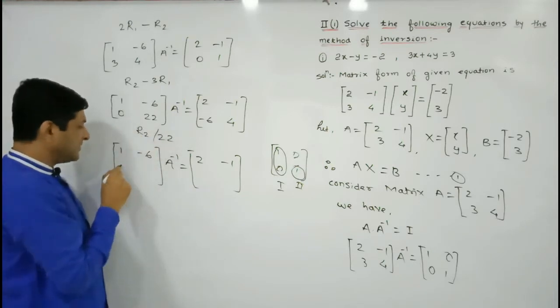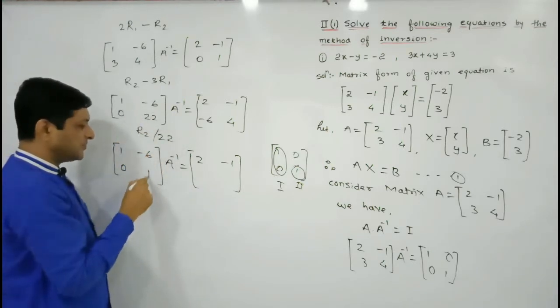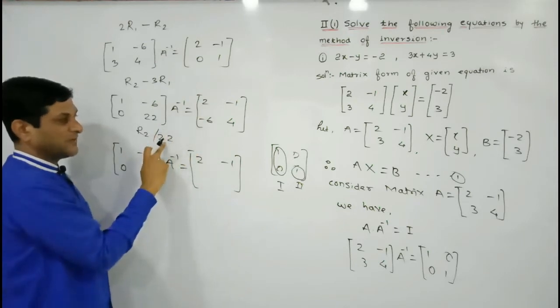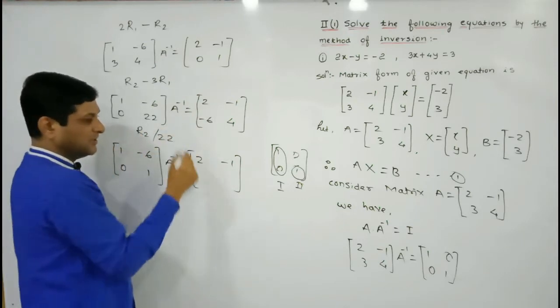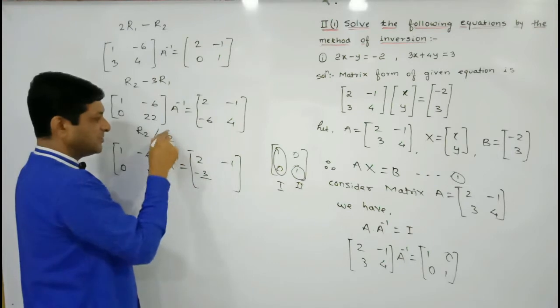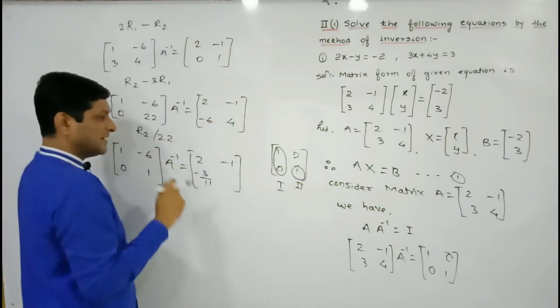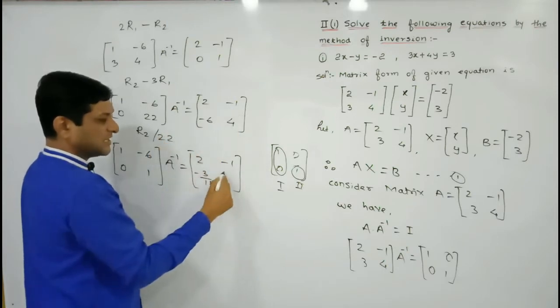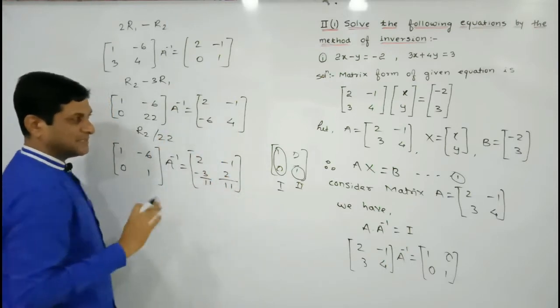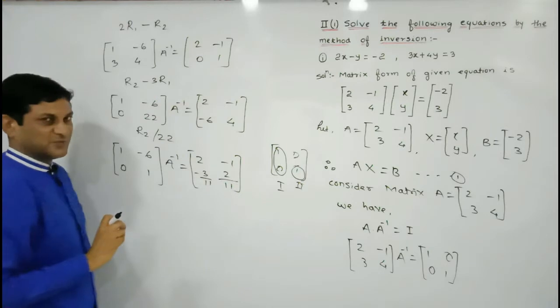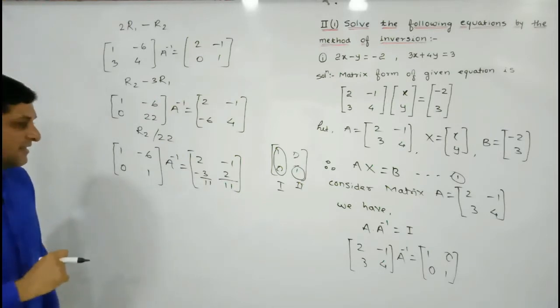0 divided by 22 is 0. 22 upon 22 is 1. Minus 6 upon 22. Both the numbers are divisible by 2. So if I am dividing numerator and denominator by 2, here we will get minus 3 upon 11. And 4 divided by 22. Again both the numbers are divisible by 2. Isn't it? 4 upon 22 in simplest form will be equal to 2 upon 11.